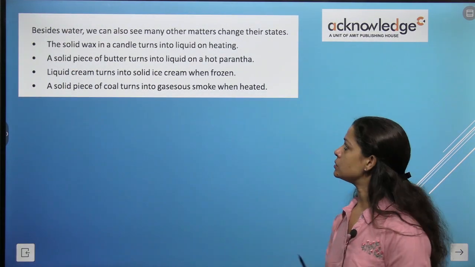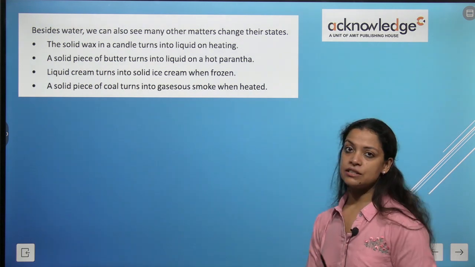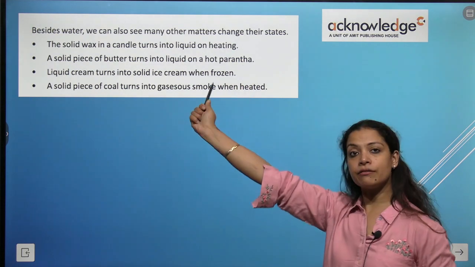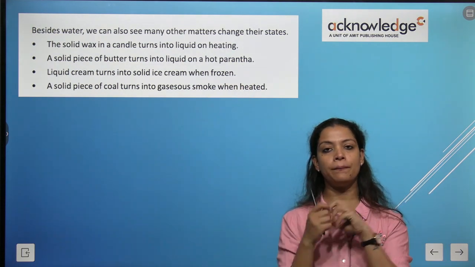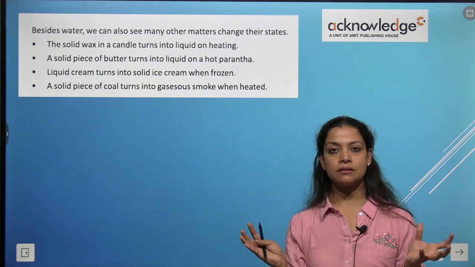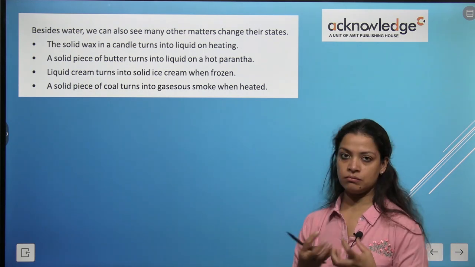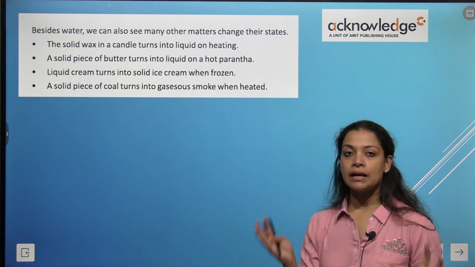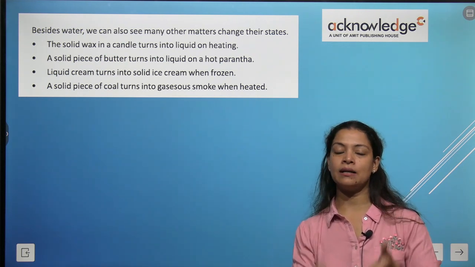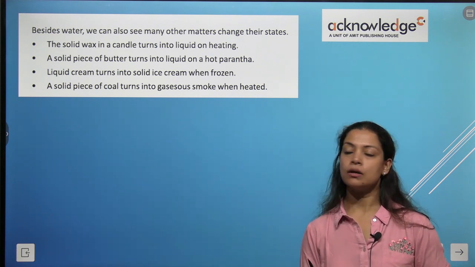Besides water, we can also see many other matters changing state, like the solid wax in a candle turns into liquid on heating. So you heat a candle, burn it, till it changes into wax, that is a soft thing, a gel kind of thing. Again, you heat up that melted wax and pour it in a shape. It will take the shape of a candle.